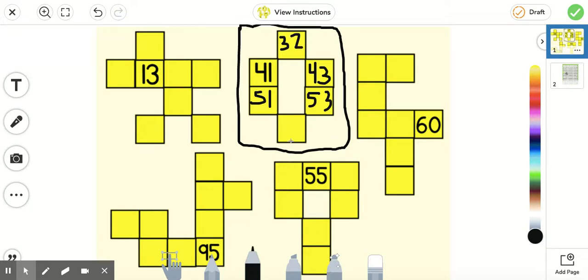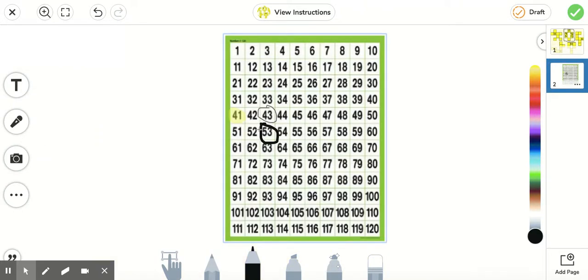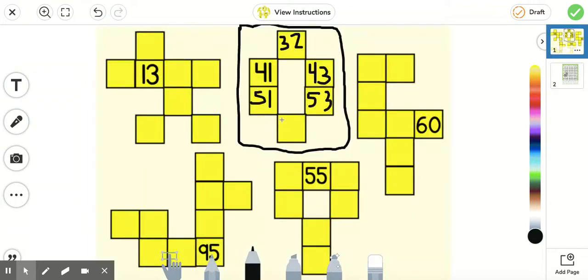All right, and then what number should go right here in this box? Again, it might help us to think about what number should be right here. So 51, and then what's next? 52. So what number should go right here? Remember, we're going down, so it's going to be 10 more. Let's find 52. 10 more is 62. So right here, I'm going to write 62.